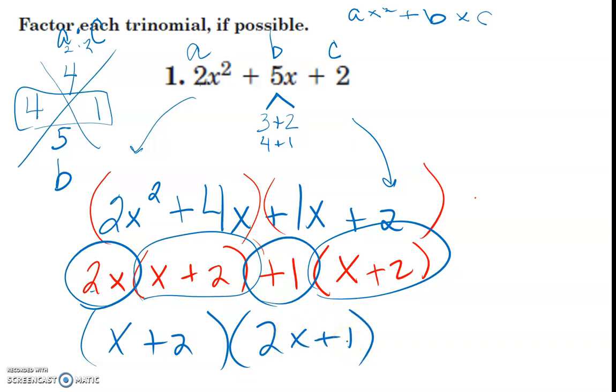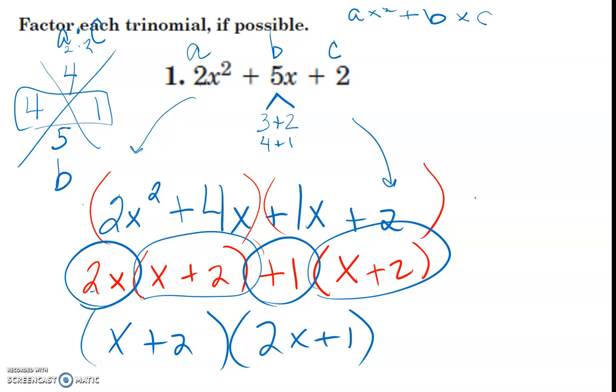And so if I FOIL that, x times 2x gives me 2x squared. The outer terms, x times 1 is 1x. Here's my 1x. 2 times 2x gives me 4x. And then the last two terms, 2 times 1 gives me 2. It gives me this grouping line again, which we know will give me that first line back.